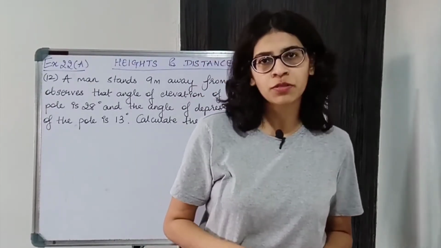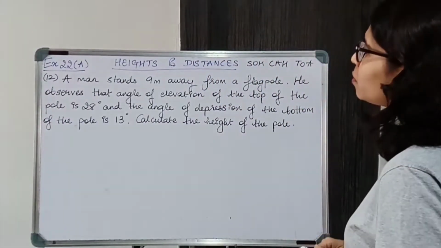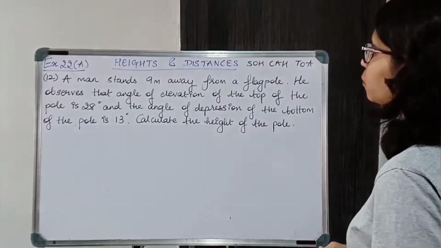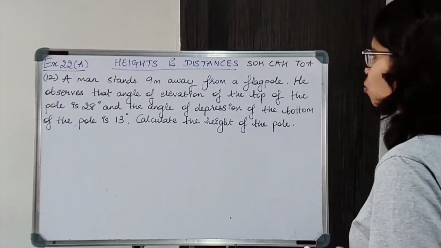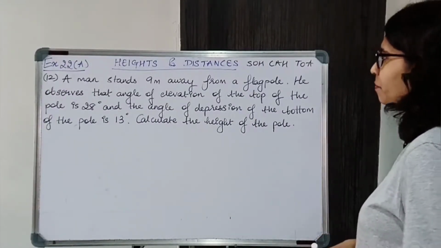So starting with question number 12. A man stands 9 meters away from a flagpole. He observes that the angle of elevation of the top of the pole is 28 degrees and the angle of depression of the bottom of the pole is 13 degrees. Calculate the height of the pole.